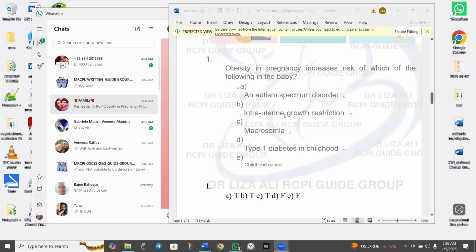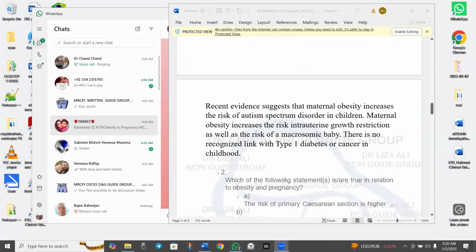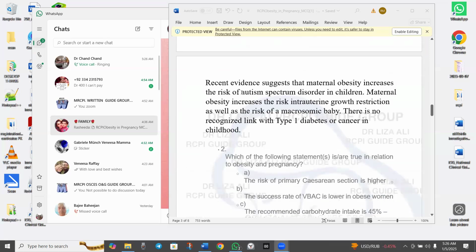They have an increased risk of, as I told you, growth restriction, IUGR. It is so big. And type 1 diabetes in childhood is different. So D is false. A is true. They cannot have cancer, and they don't have diabetes. So we have to do it like that, true and false type. So the answer is in front of you. This is the explanation.